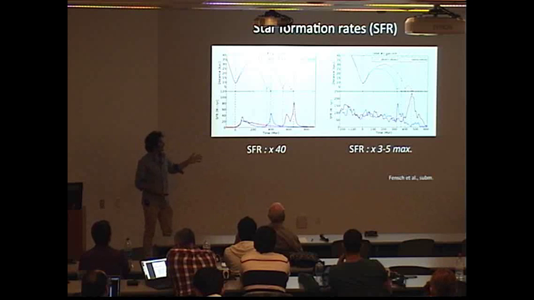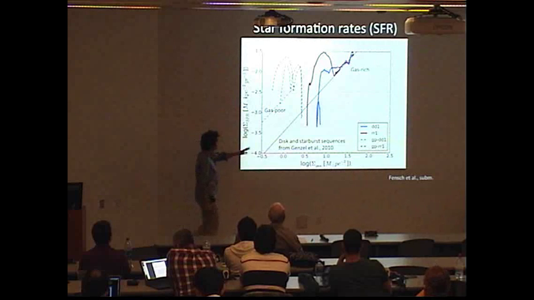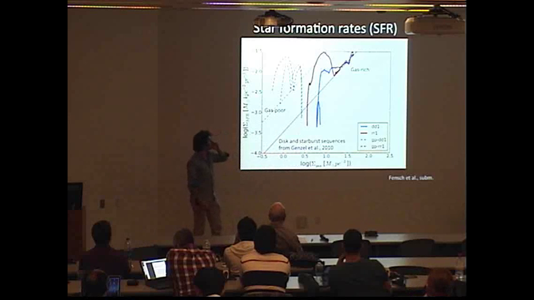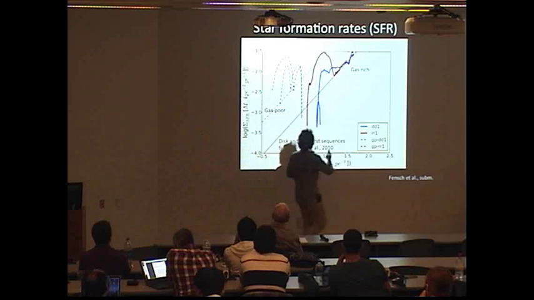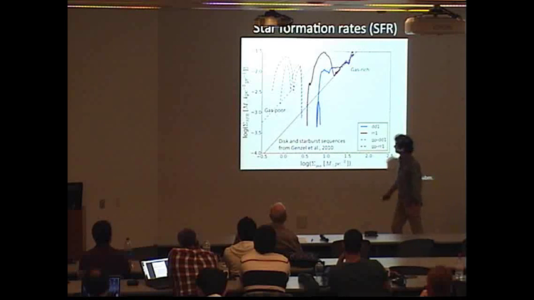If we look at their behavior on the Kennicutt-Schmidt diagram, that's what we see. Here, you have the disk and the starburst sequences from Genzel et al. 2010. Here, you have the gas-rich galaxies, the blue and red curve that I showed earlier. And here, you have the gas-poor ones. You see that in the gas-poor case, you follow the isolated sequence, and then you go up, but only for a little. So the first collision that I showed you is never considered as a starburst galaxy.